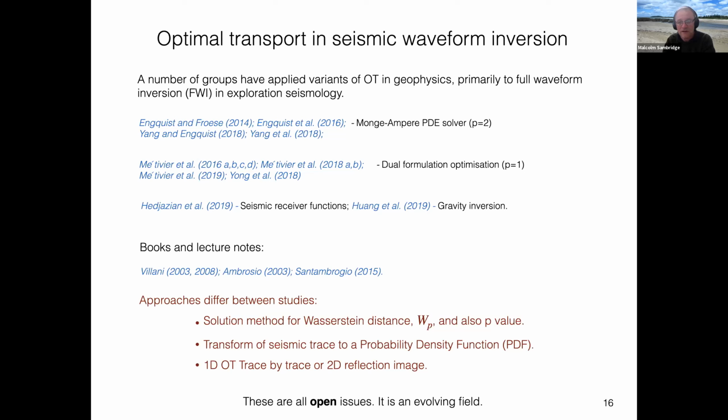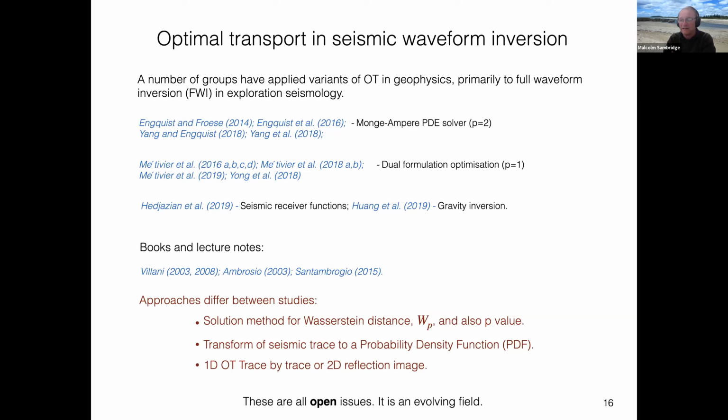The Engquist group have forged on with what we call the Monge-Ampère solver to calculate optimal transport, which I'm not going to go into, which is for p equals 2. And the Métivier group have used what we call a dual formulation of optimization, which has certain advantages if p equals 1. So 2 different ways of solving optimal transport and many variants around that in a whole series of papers. And this has caught the attention of the exploration community.